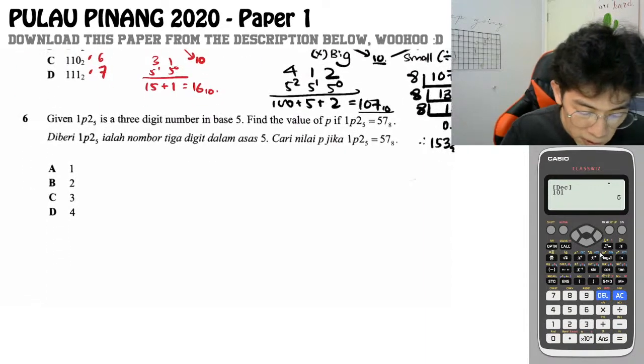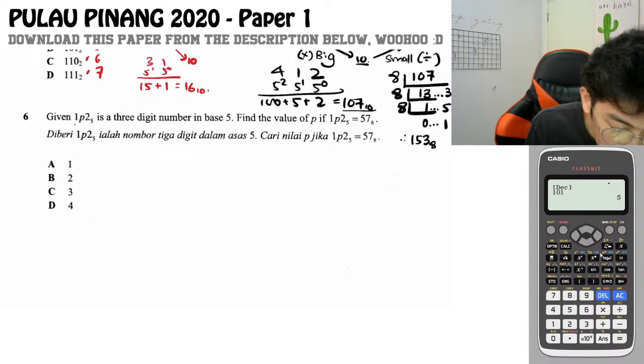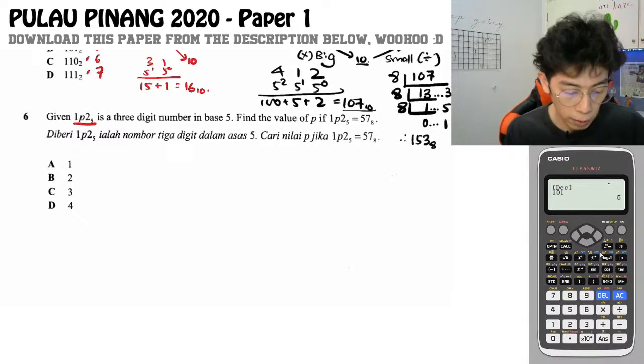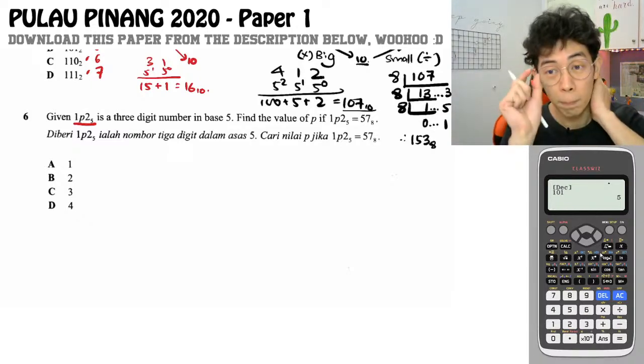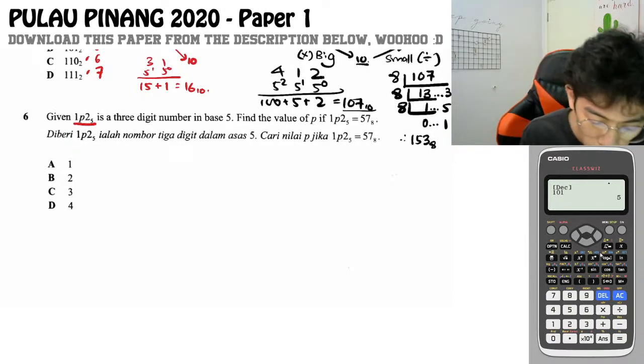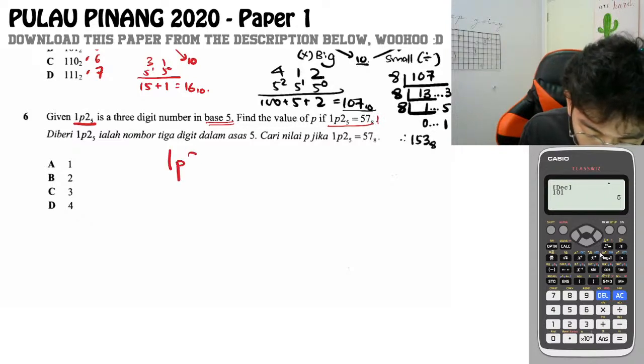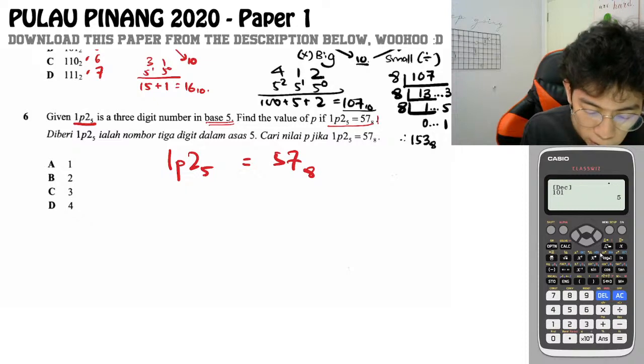Okay, now number 6, given 1P2 base 5, the P there, what is it? The P there, it's a place value. Okay, so don't care about that. They want this base 5 thing. Okay, don't care about that, just look at what they want. They say 1P2 base 5 equals 57 base 8. Basically, this is what they are trying to say.